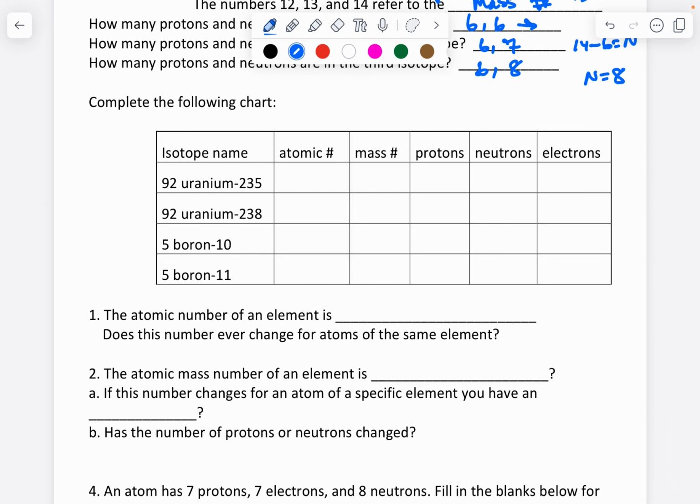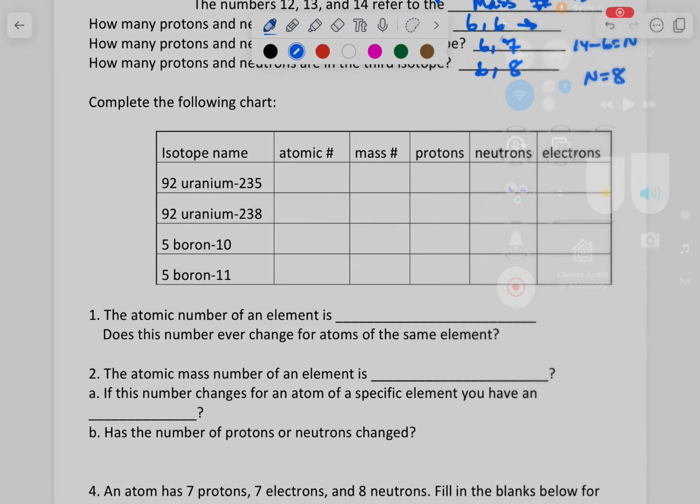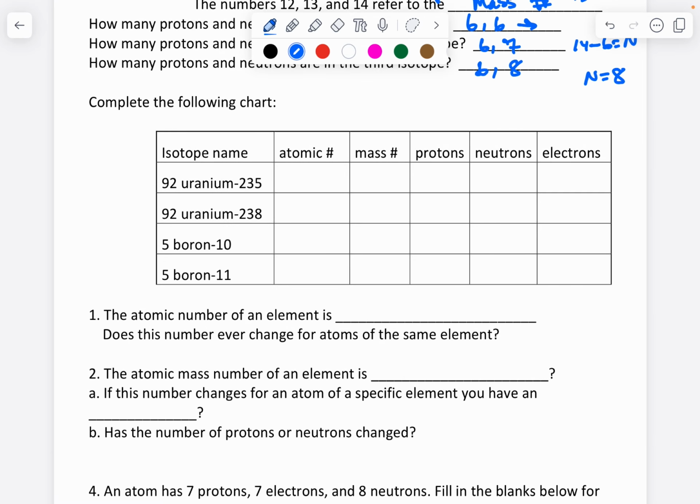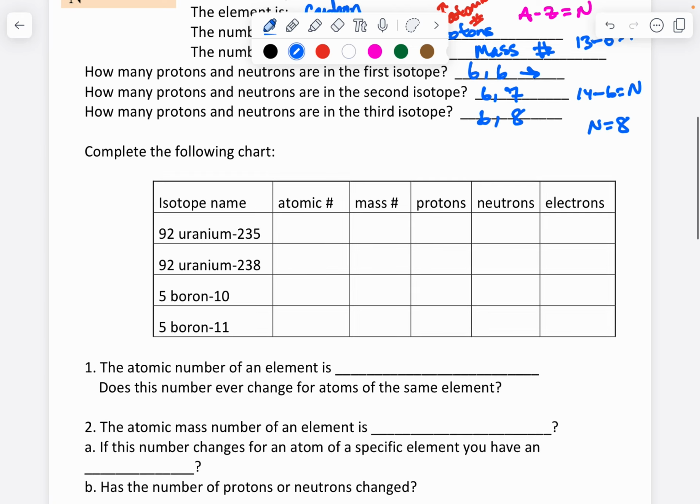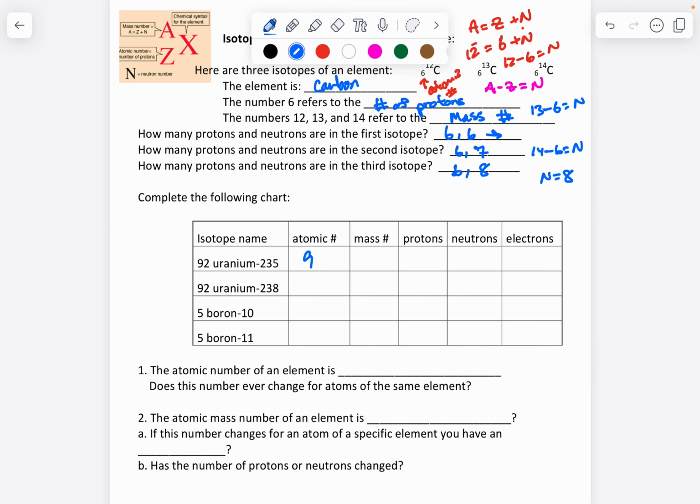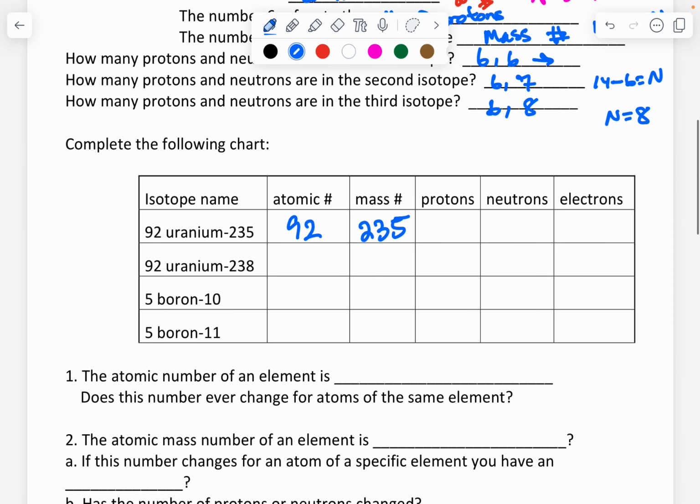Here our atomic number is 92, and our atomic mass is 235. So what's the number of protons? 92. The number of electrons is 92 as well. What about the number of neutrons? Well, you want to do 235 minus 92. Let me grab a calculator real quick. 235 minus 92 is 143.